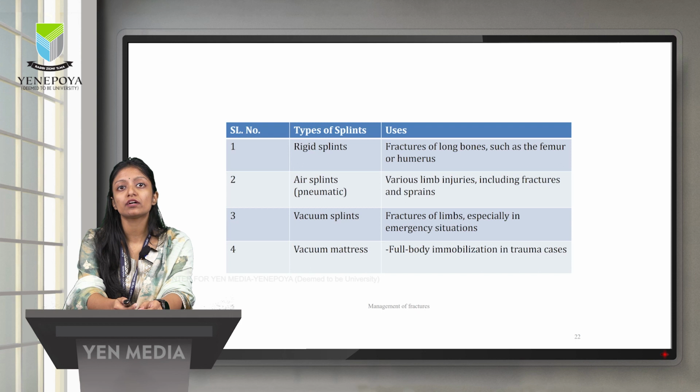Then there are vacuum splints. Vacuum splints are used for limbs, especially in emergency situations. So, these are used for emergency situations and are not an ideal choice of splinting. Then there is the vacuum mattress. It is used for full body immobilization in cases of trauma, in cases of multiple trauma injury of the body.